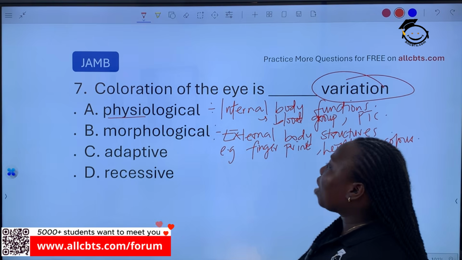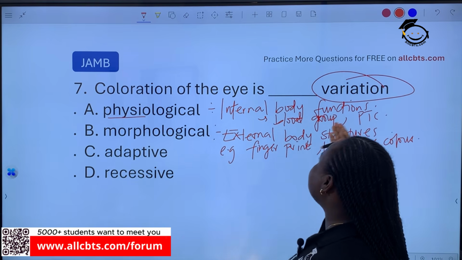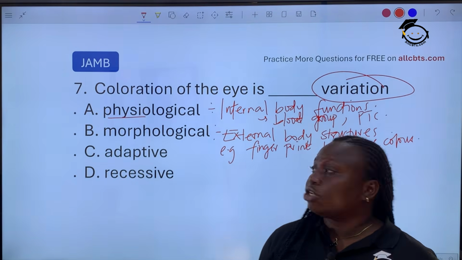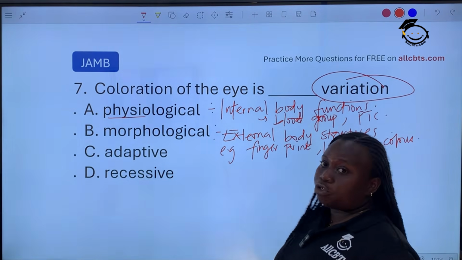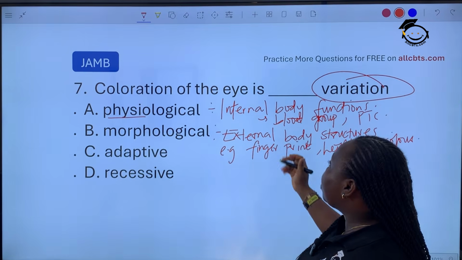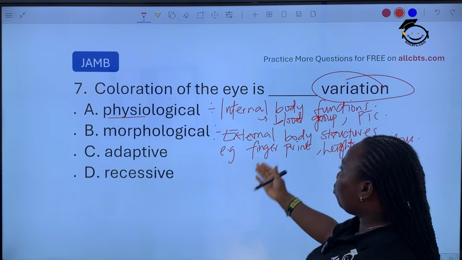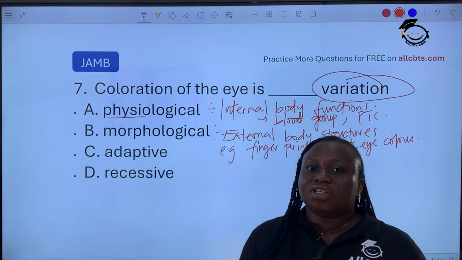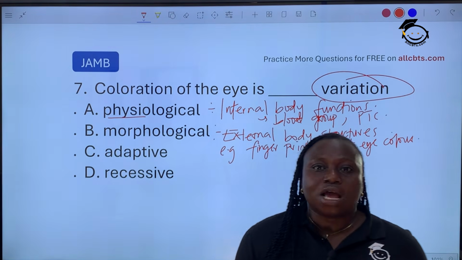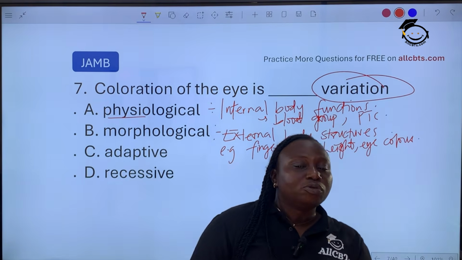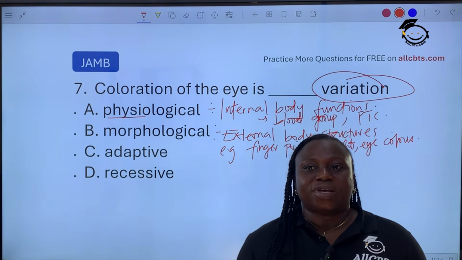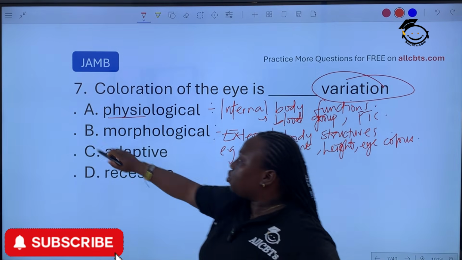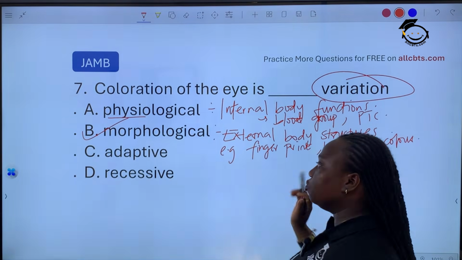But in this question, we are asked for the coloration of the eye is a dash variation, and we have been able to deduce that we have two types of variation: physiological and morphological. And we have said that physiological is internal, morphological is external. Now, coloration of the eye is something that is external. We can see it. We can see that, oh, this person's eye is blue, this person's eye is brown, this person's eye is green, this person's eye is black. So that makes it a morphological kind of variation, option B.